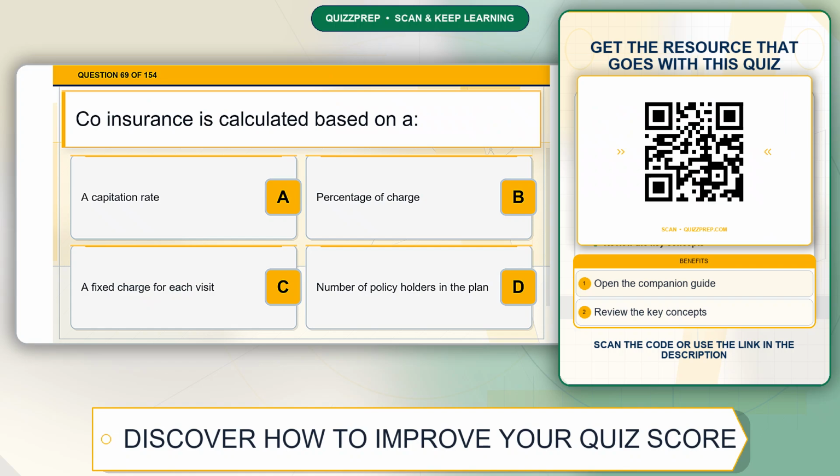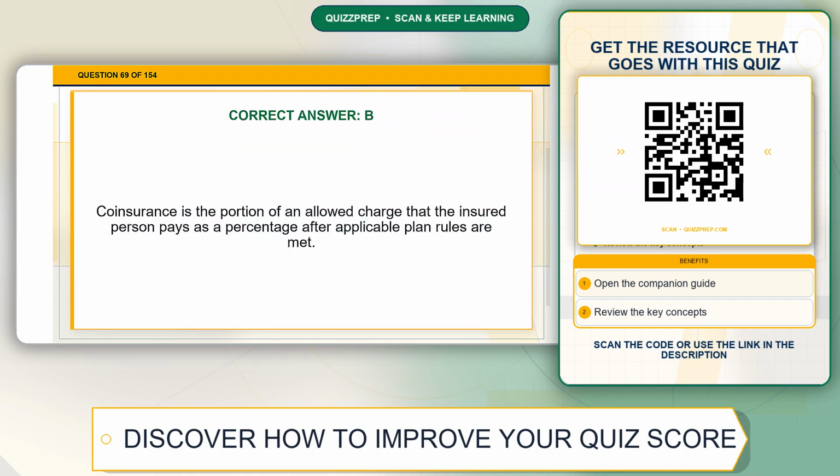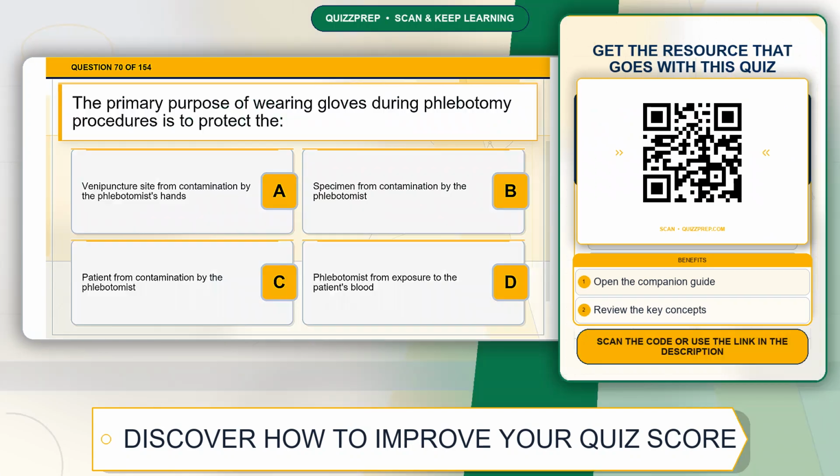Question 69. Coinsurance is calculated based on a. Option A, a capitation rate. Option B, percentage of charge. Option C, a fixed charge for each visit. Option D, number of policyholders in the plan. The correct answer is option B, percentage of charge. Explanation. Coinsurance is the portion of an allowed charge that the insured person pays as a percentage after applicable plan rules are met.